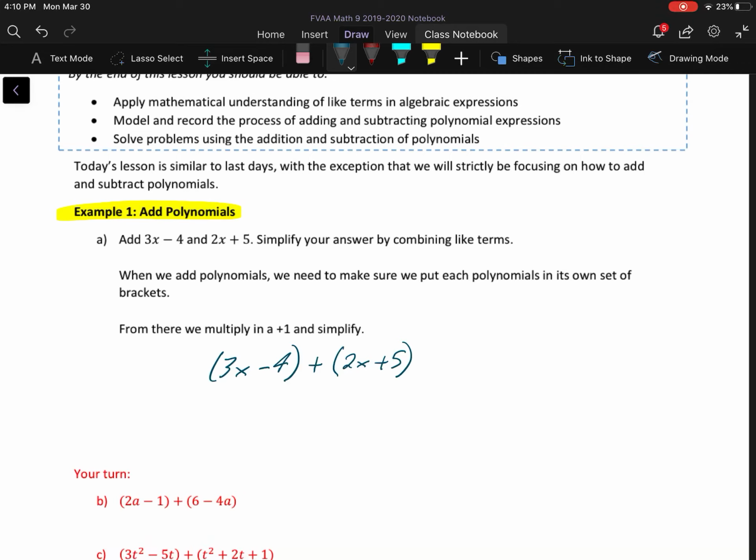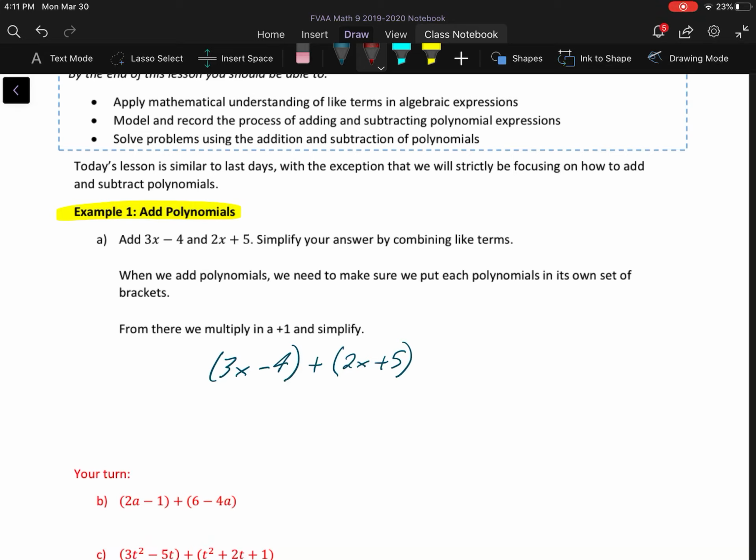And then from there, we multiply in a plus 1 and simplify. We haven't looked at distribution yet, so this might be a little bit new. But the way that we get rid of brackets in mathematics is that we multiply the coefficient in front of the bracket to the numbers inside of the bracket, and then that makes the bracket disappear. Then we're able to drop our brackets.